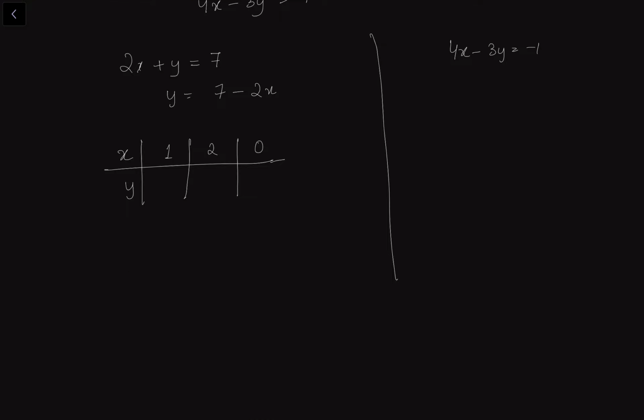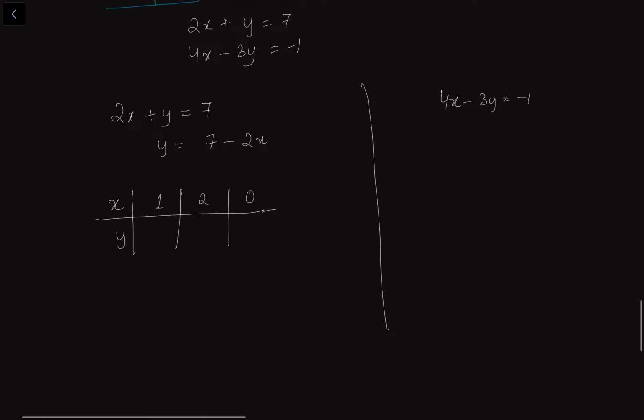Okay, so this way we will be calculating. So it is a bit of a time consuming method for sure. This is 5. So again, if I put 2, then it is 3, and if I put 0, then it is 7. And here also x and y, and we have to also isolate y. So let me do it in detail for you. It is minus 3y is equal to minus 1 minus 4x. So y is equal to minus 1 minus 4x by minus 3.